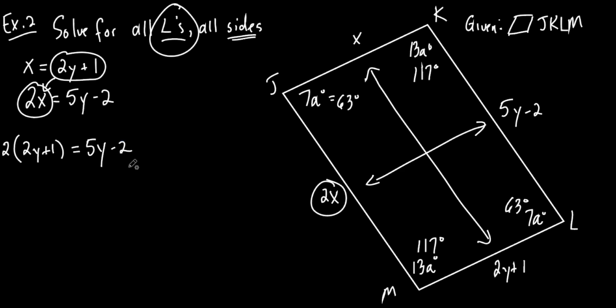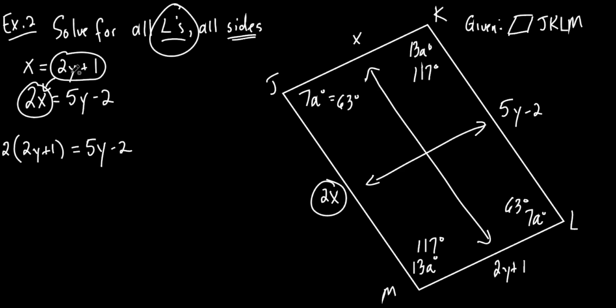Now check this out. Now look at this equation. Does it have 2 different variables now? Nope, it's only got 1. So what can I solve for now? I can solve for y. See that? So I did a little substitution. I replaced that x with a 2y plus 1.